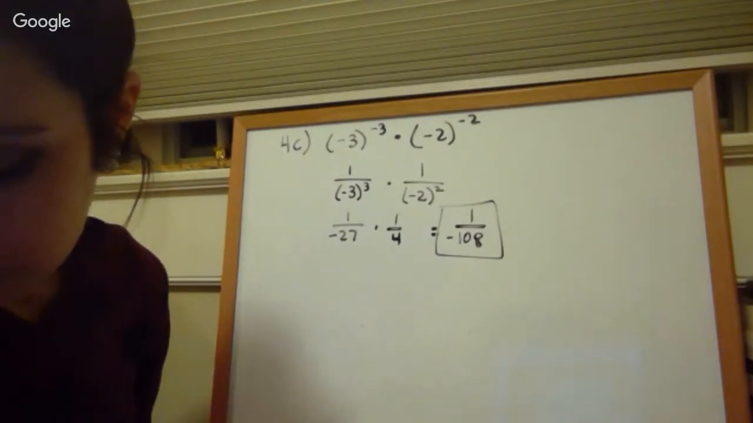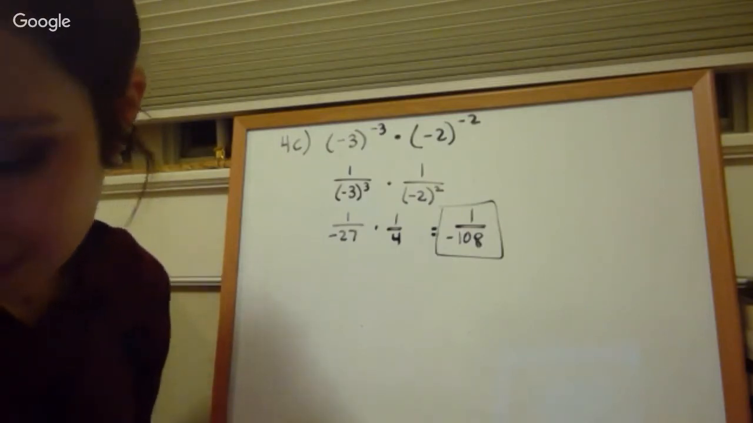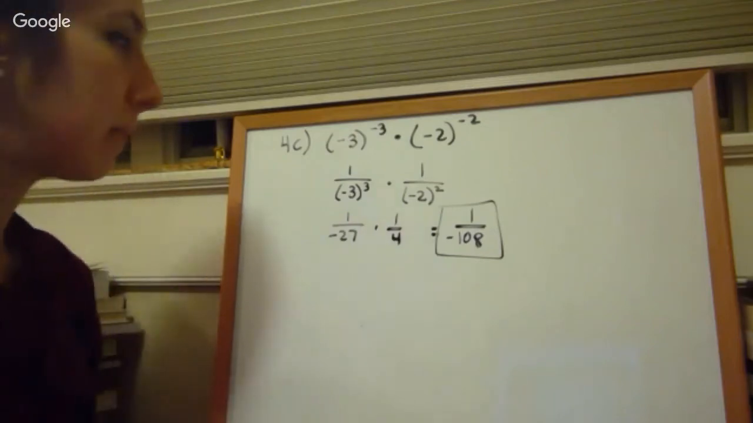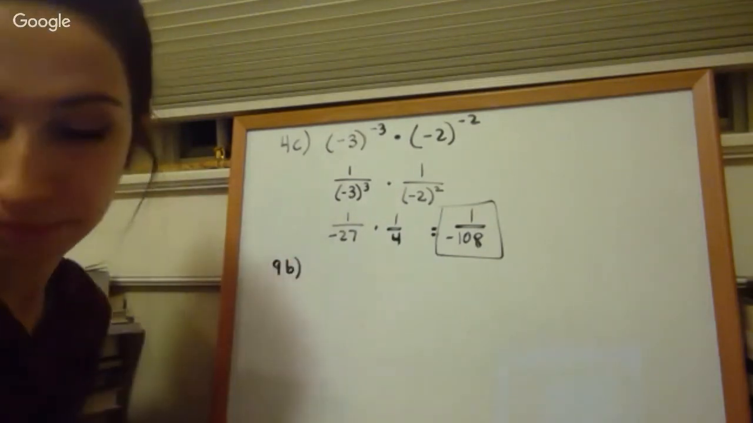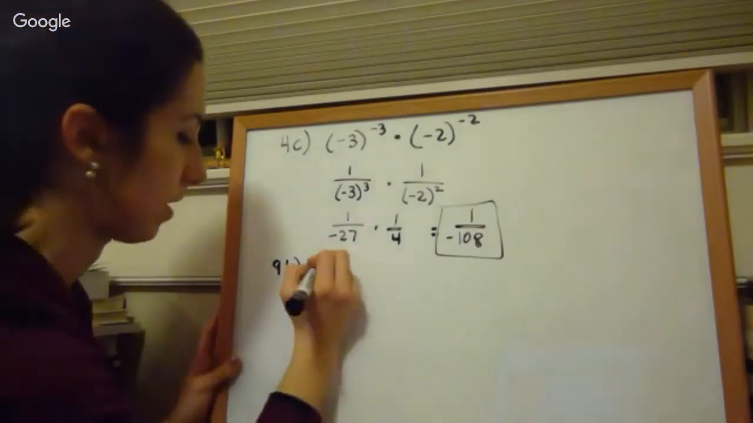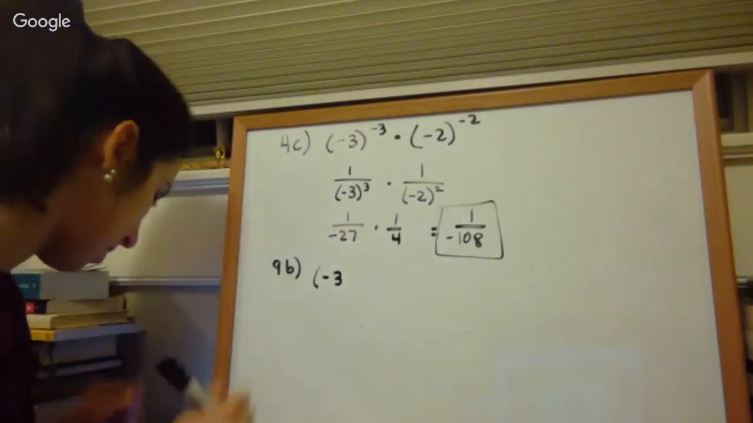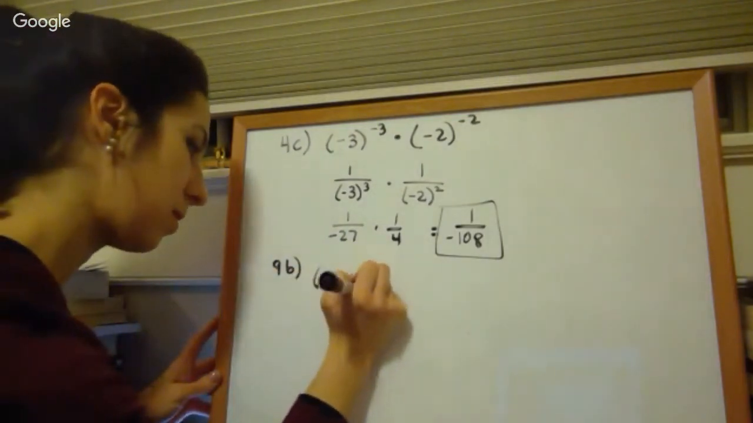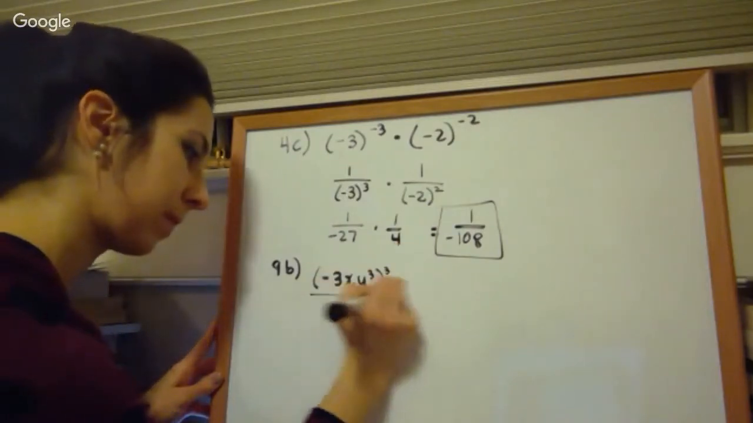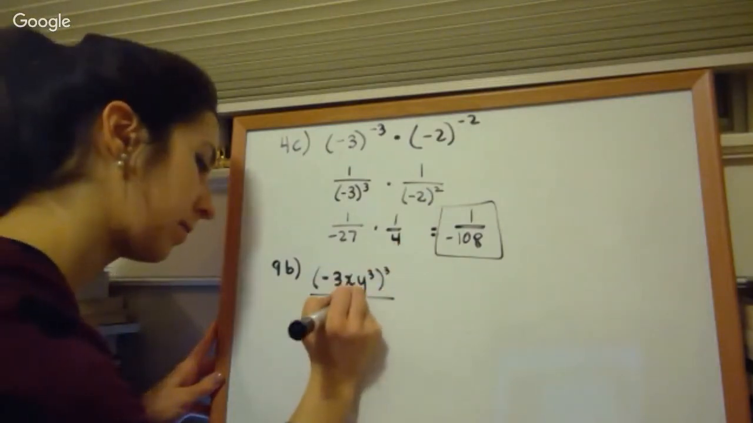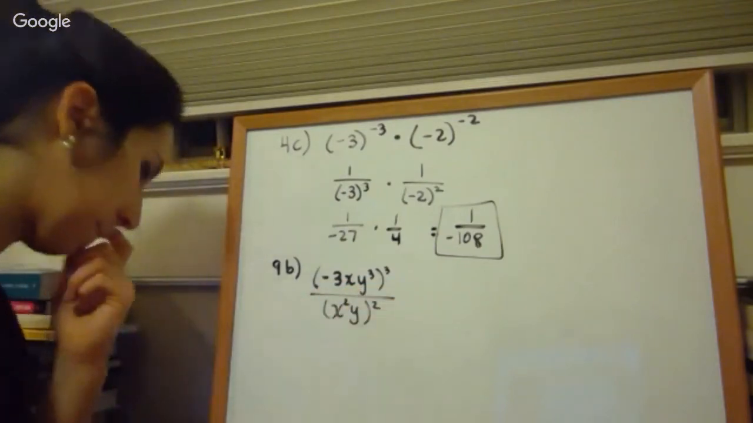Let's see. Let's do 9C. 9C? No, let's do 9B, actually. Okay, so in parentheses, we've got negative 3x y cubed, cubed, all over x squared y, all squared.